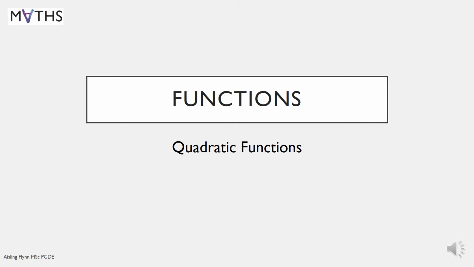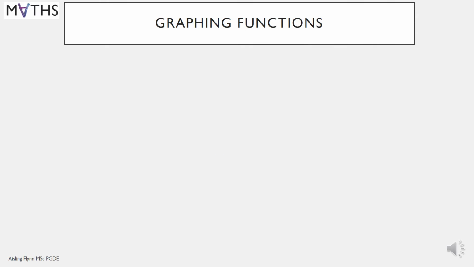This is Functions, Quadratic Functions. So we're going to start by graphing some quadratic functions. Graph the function f of x equals x squared. So it is this squared term here that makes a function quadratic. The word quadrat means square, quite literally.